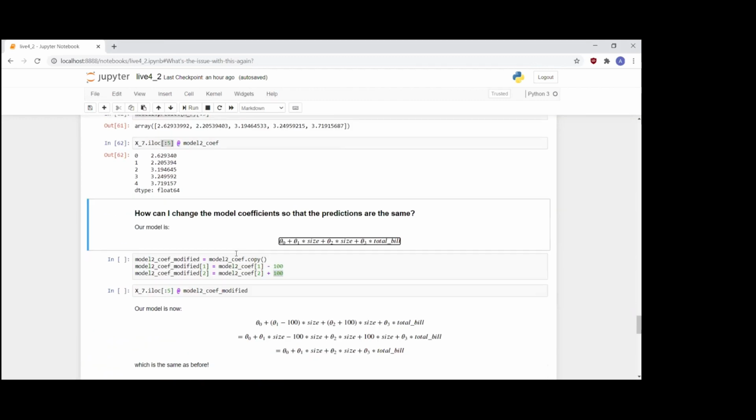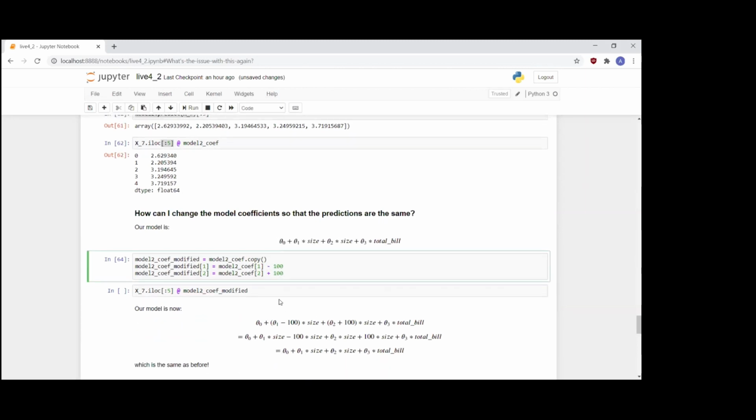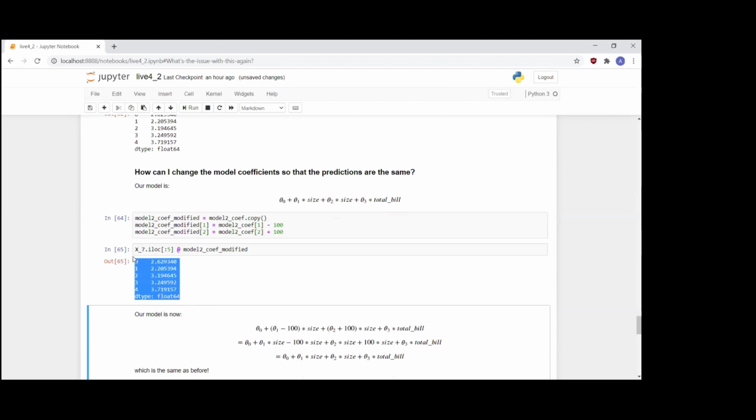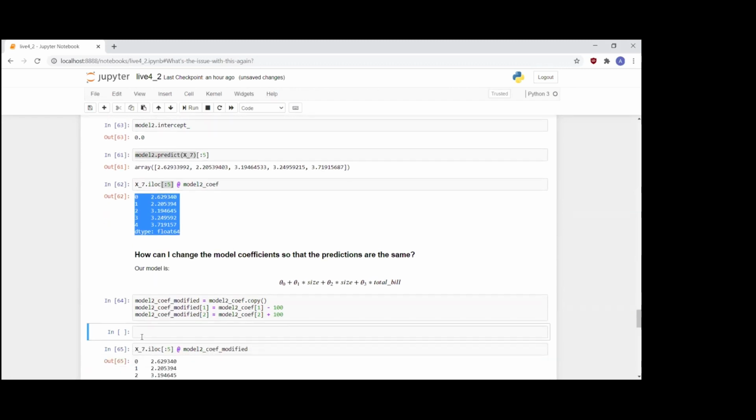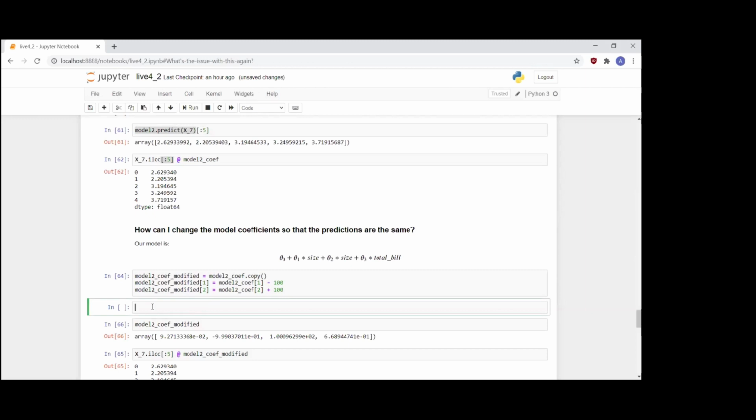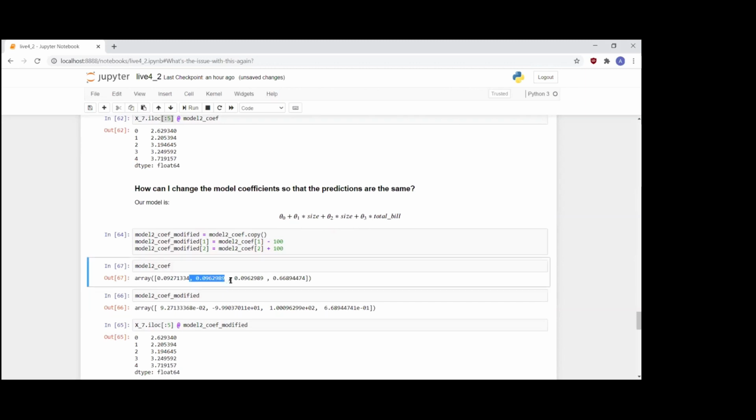Okay, for the sake of time, I'm just going to go over this. One thing you can do is subtract 100 from the theta 1 parameter and add 100 to the theta 2 parameter. Those coefficients will result in the same predictions as before. So these coefficients and these coefficients are the same, except I subtracted 100 from this coefficient and added 100 to this coefficient. And that resulted in the same predictions as before.